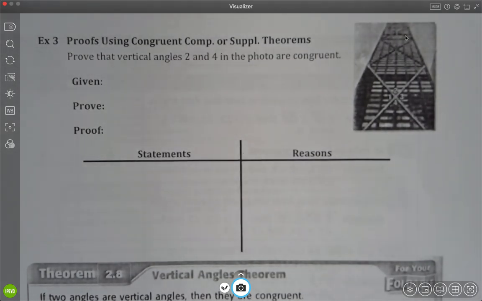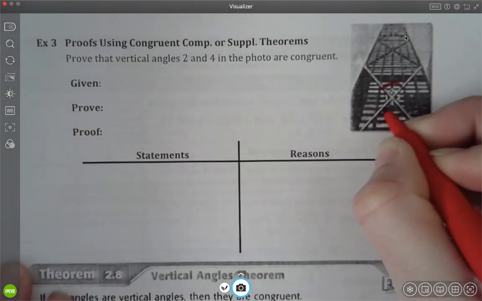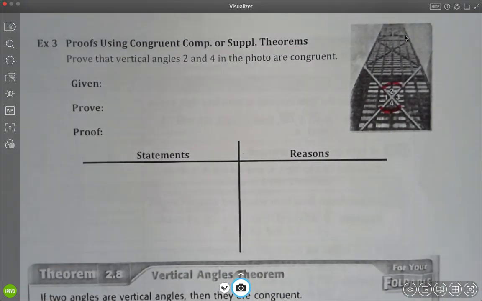Prove that vertical angles 2 and 4 are congruent. 2 is this angle right here and 4 is this angle right here. And we're going to use something that we just got done writing down. Is this going to involve the complement theorem or the supplement theorem? Which one? Supplement. Why? Because we have straight lines, right? We have 180 degrees when we have straight lines.